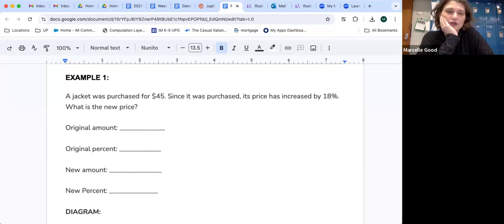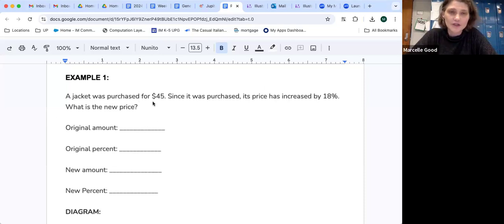A jacket was purchased for $45. Since it was purchased, its price has increased by 18%. What is the new price? Okay, so the first step is to determine, is this $45 the original amount of the jacket, or was it the amount before or after an increase or decrease? Was it the amount after a decrease or increase?